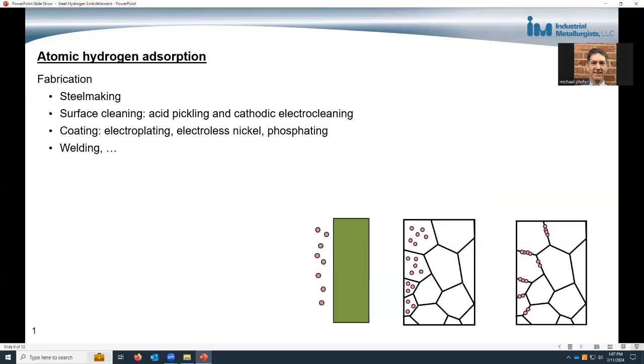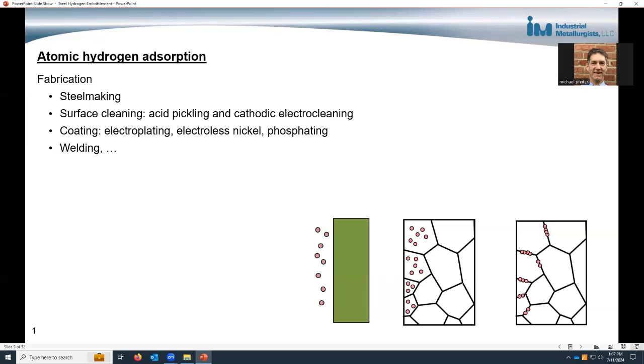So now I want to talk a little bit about atomic hydrogen absorption. It can occur during several parts of fabrication. First of all, hydrogen is absorbed during steel making. And even if we just take steel from a steel mill, it will have a small amount of hydrogen in it. And that in itself is not a problem. And I'll talk more about that.